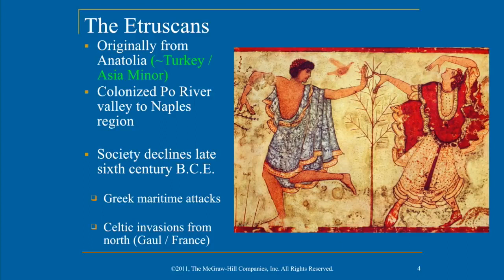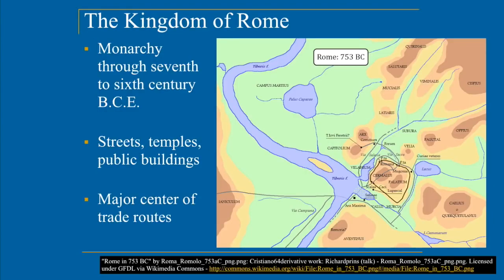Their society is going to decline in the late 6th century BCE for two reasons. Basically, Greek maritime attacks: the Greeks get in boats, travel over to the port cities of the Roman areas, and start attacking their port cities, causing a lot of damage and loss of property. And there are also Celtic invasions from the north, specifically Gaul, which is also known as France. So this is going to cause some problems for the Etruscans.